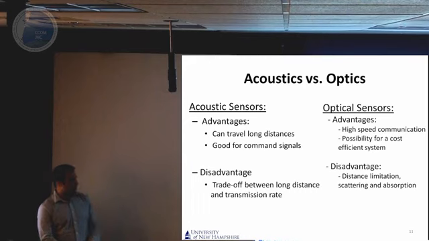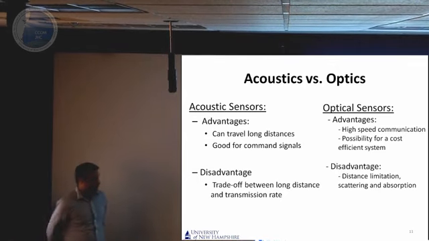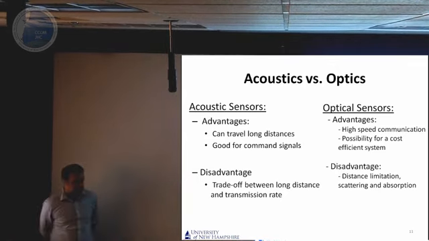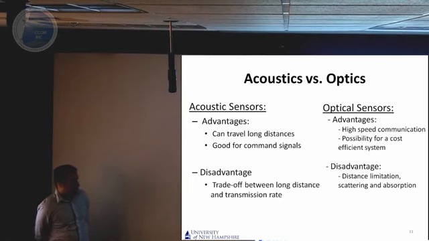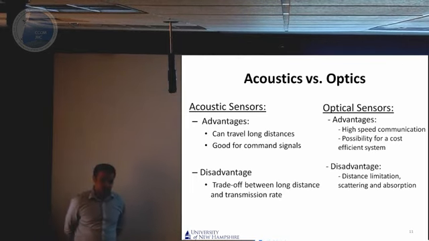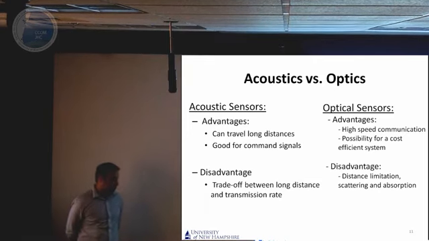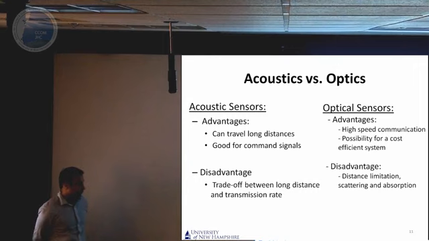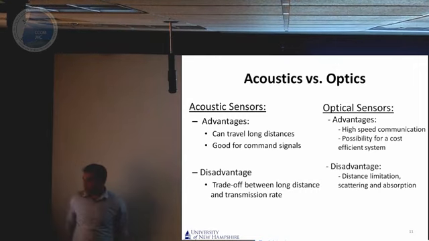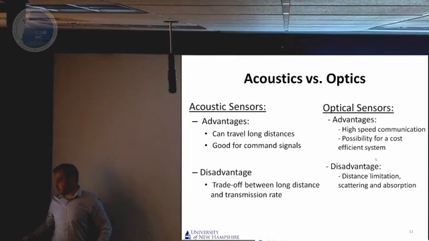On the optical sensor side, the advantages are high-speed communication because the speed of light is faster than acoustics. And there is a possibility, maybe not a reality, but a possibility, for a cost-efficient system. The disadvantage is the distance limitation. In the underwater environment, especially, the distance will be limited. It will undergo scattering and absorption. And that's what we chose. We chose to propose optical systems for detection of leader and follower systems.